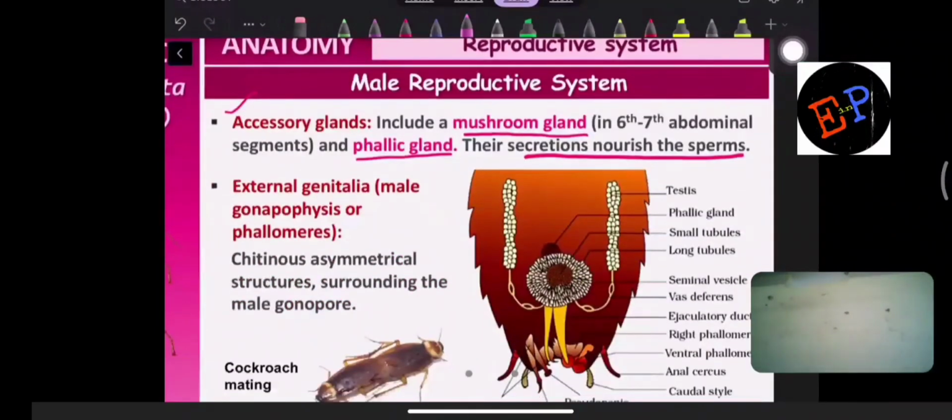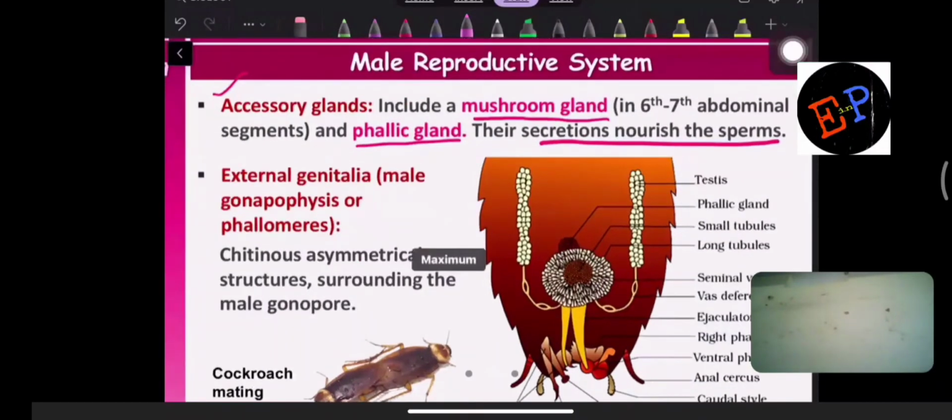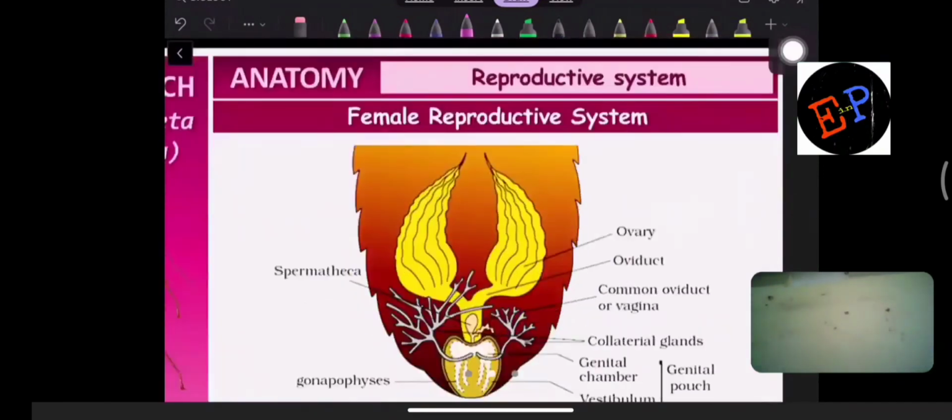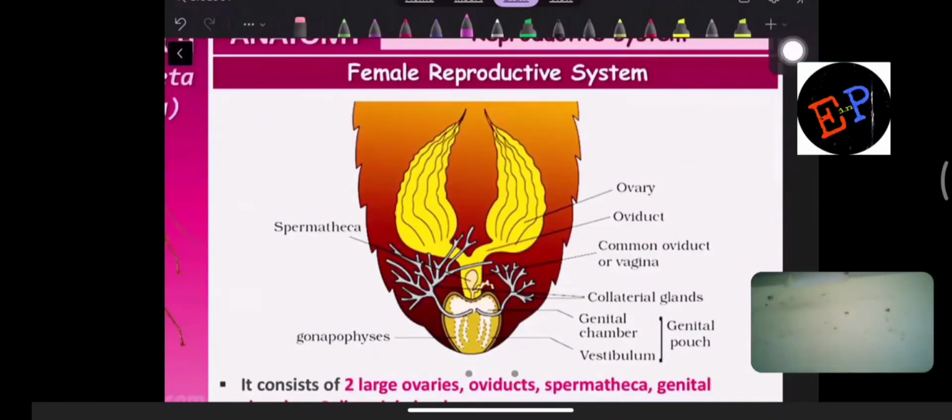So then accessory glands. Already we have studied about accessory glands. They include the mushroom gland and the phallic gland. What is the work of the phallic gland? Still we don't know 100%. But we know that their secretions are responsible for nourishing the sperms. Okay. So external genitalia, which is also called male gonapophysis or phallomeres. This also we have studied: chitinous asymmetrical structures surrounding the male gonopore. Clear? Then coming to the female reproductive system.